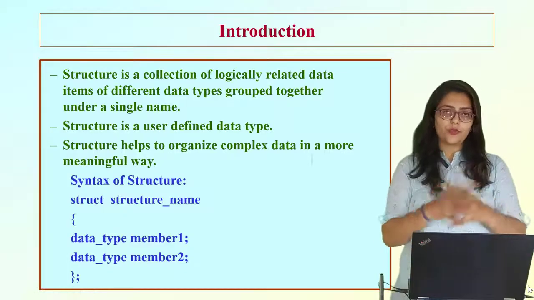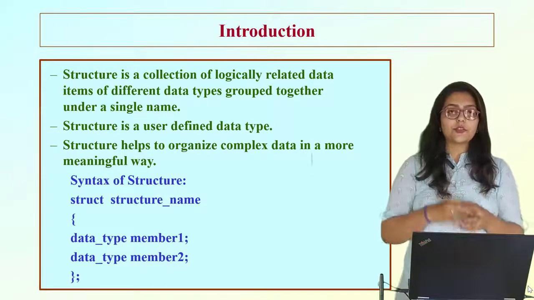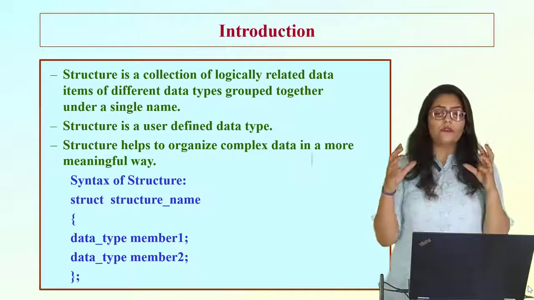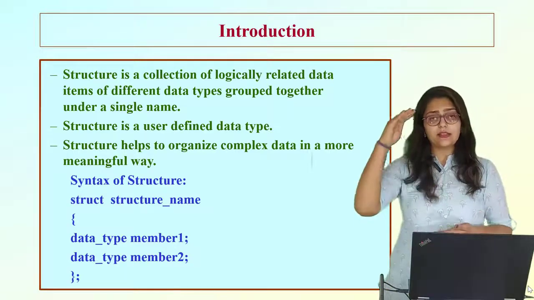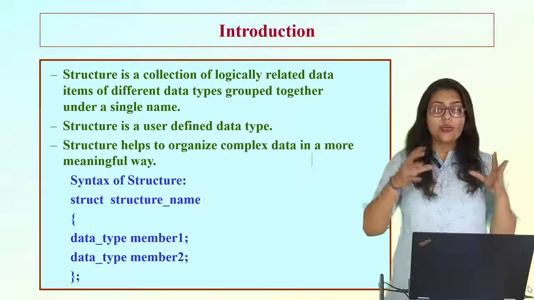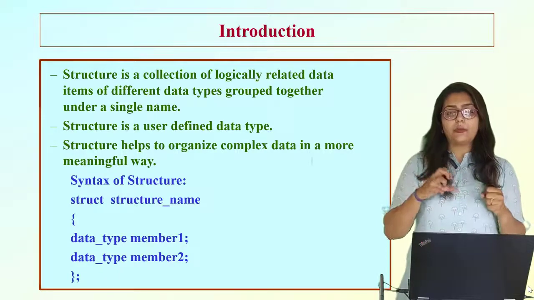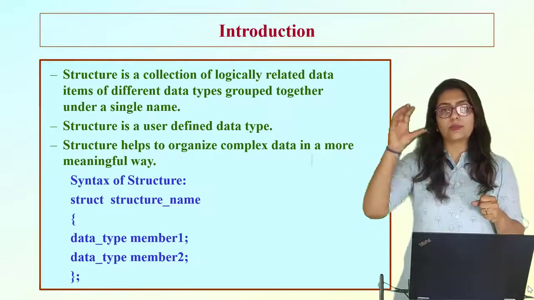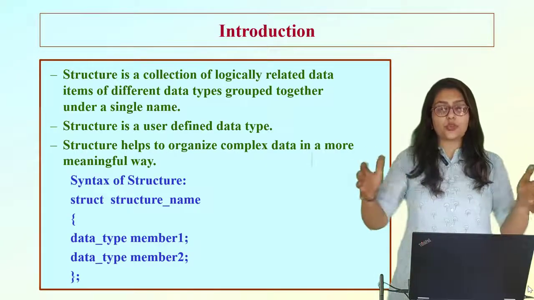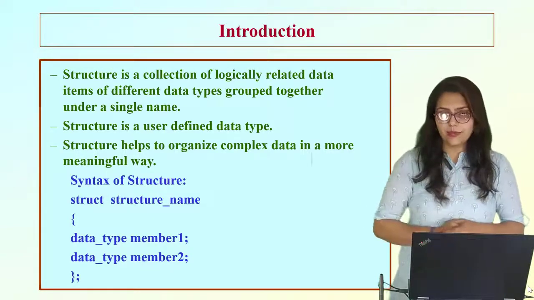Now first, the structure introduction. As I have already mentioned in my previous video, a structure is a collection of logically related data items of different data types. We have seen that we can have different data types under a single name. Inside one structure book, I have used different data types. You can create instances of this book as book 1, book 2, book 3. So a structure can collect many data types at one place and give them a single name.